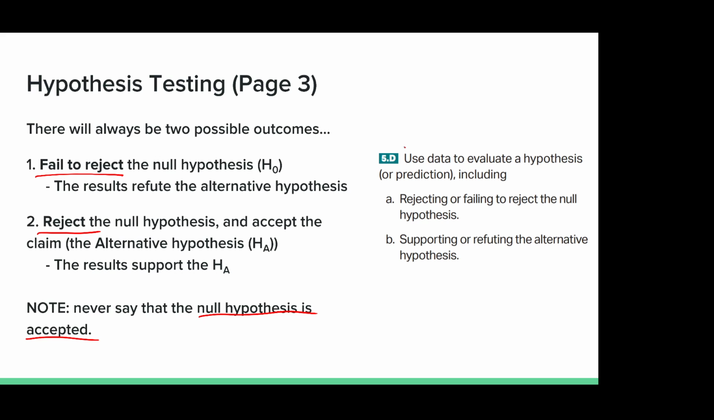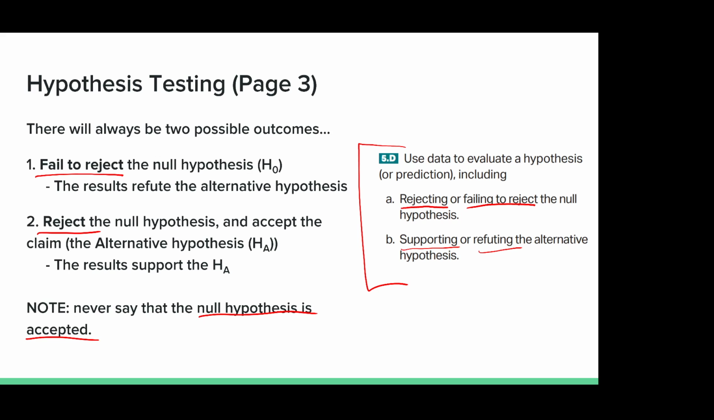Now, looking at a portion of the science practices from the CED, the curriculum and exam description, you see that College Board very clearly communicates to us in really no uncertain terms. You have the option of rejecting or failing to reject, and then the option of supporting or refuting. And of course, if you reject the null hypothesis, then you would support the alternative hypothesis, or that provides evidence for supporting the alternative hypothesis.